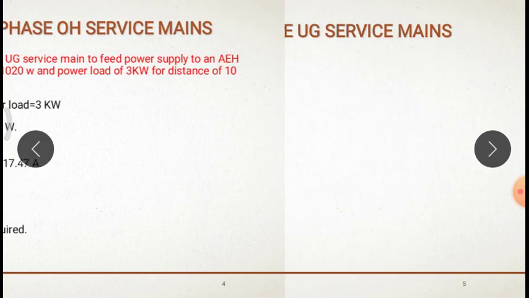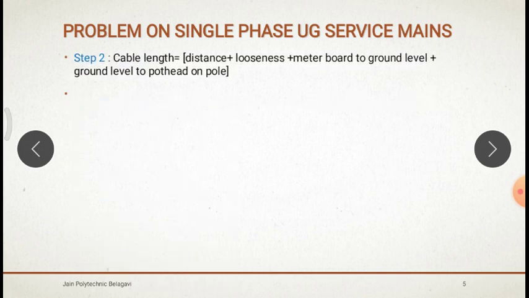Next we will see about the cable length. For cable length, just see here, the actual distance is 10 meter. For looseness, and from the meter board to the ground level, again from ground level to the top of the pole, it is exact distance. For some looseness we need some extra cable. And see here, this is the pole side, and this side will be the consumer side.